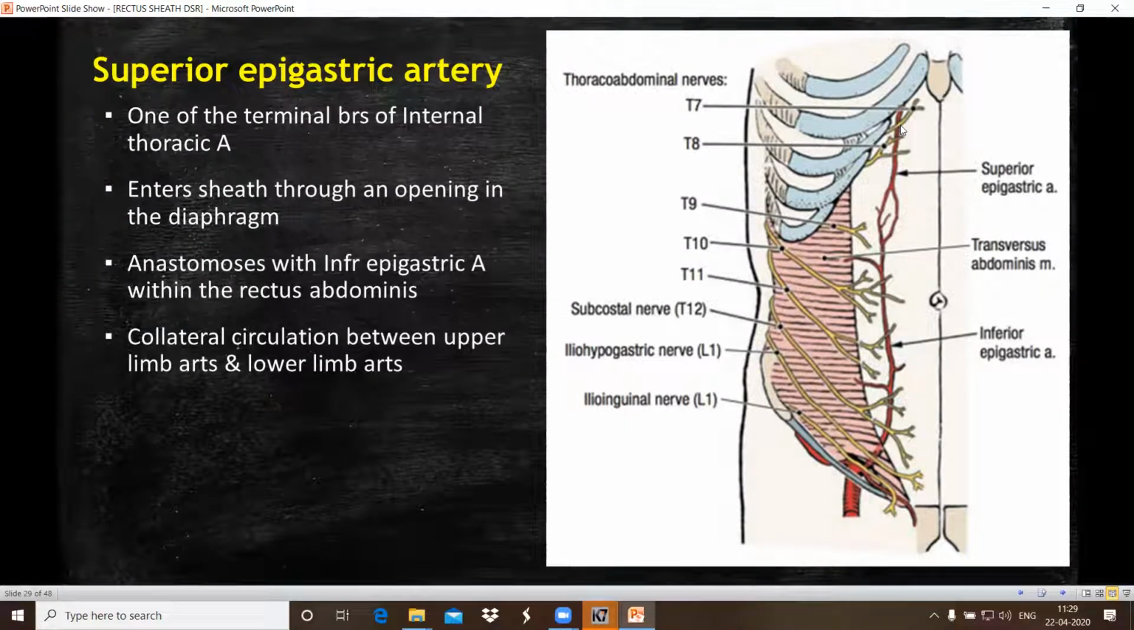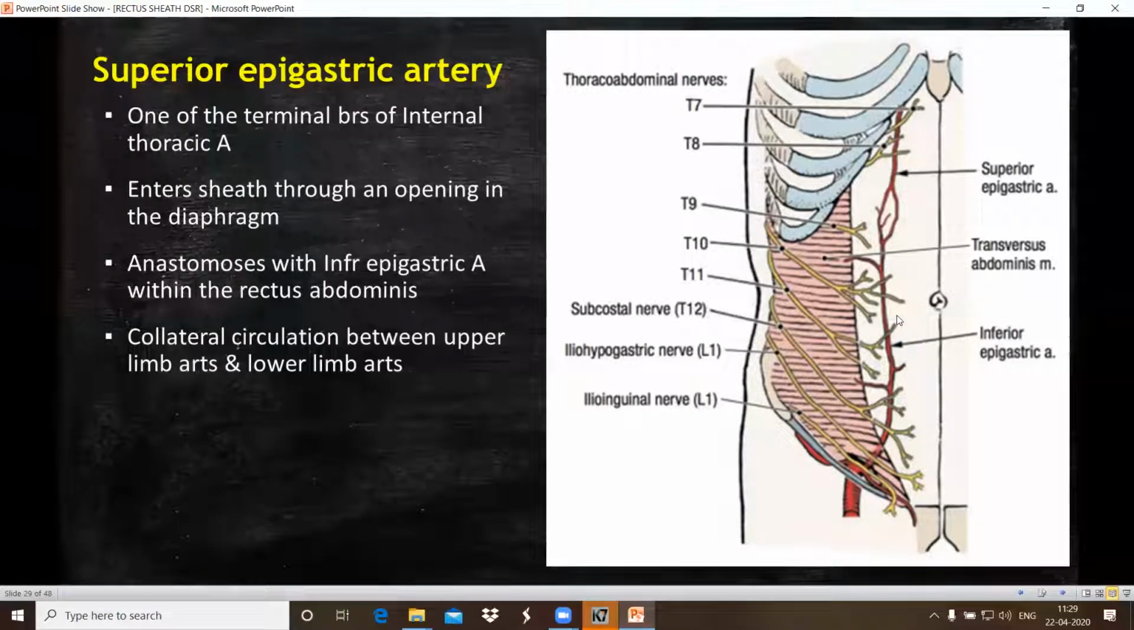One more branch is the musculophrenic artery. The internal thoracic artery enters into the rectus sheath through the triangular gap between the xiphoid process and costal cartilage, and gives muscular branches to the rectus abdominis, and also anastomotic branches to the inferior epigastric artery. Here it anastomoses with the inferior epigastric artery at the umbilicus level. And one more thing is that this anastomosis occurs within the rectus abdominis muscle.